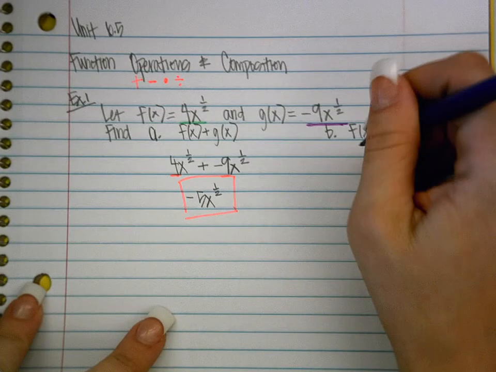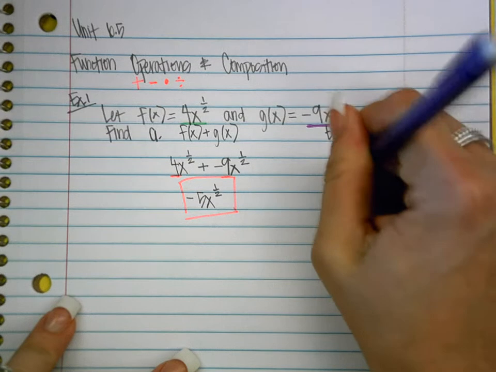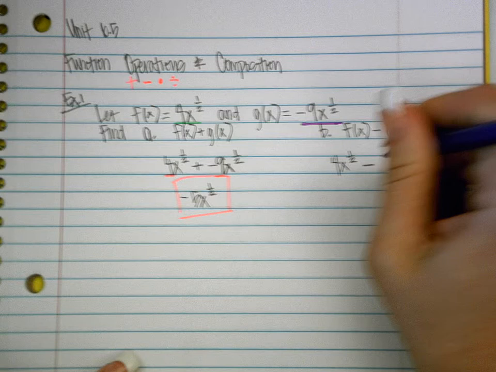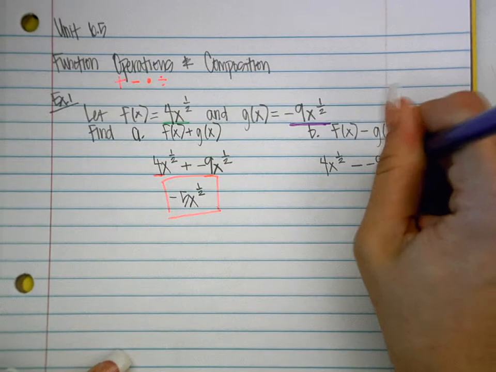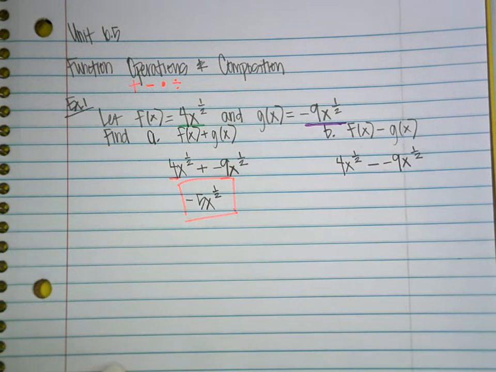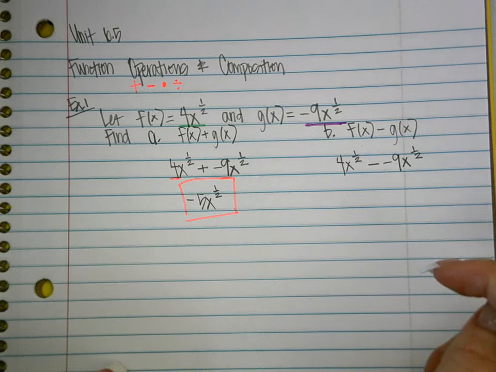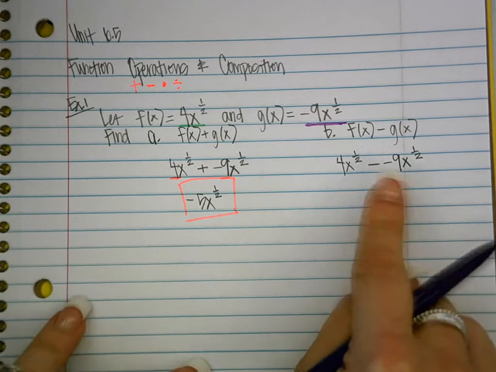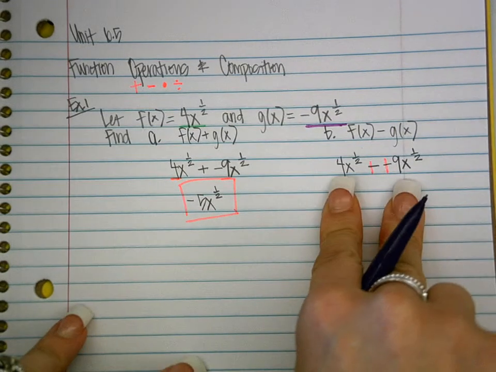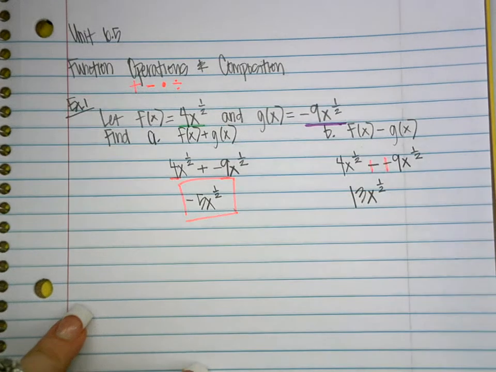Same thing here. We're going to substitute. I'm going to substitute the f equation, which is 4x to the 1/2, minus the g equation, which is negative 9x to the 1/2. Make sure that you realize that this negative does not count for this negative. So 4x to the 1/2 minus negative 9x to the 1/2. Negative, negative turns to be a positive. Combine your like terms, so 4 plus 9 would give you 13x to the 1/2. That's your answer.